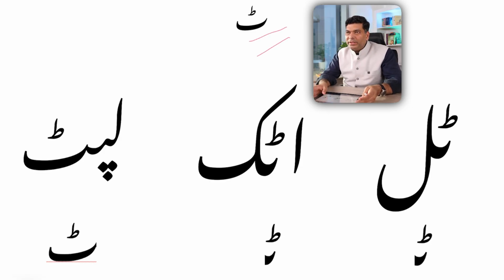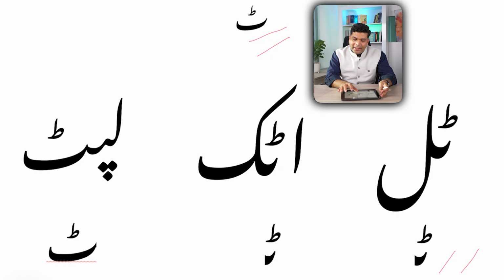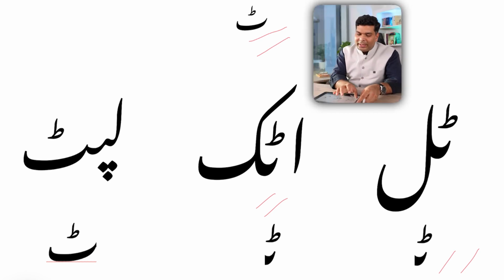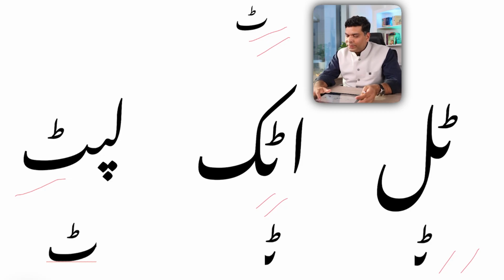We have three words with te, one called tal, where the te appears in the beginning, it truncates. The second one where the te appears in the middle, which is atak, again it truncates. And the third one, which is lapat, in this the te retains its shape fully, right? So that's how the behavior of this group.